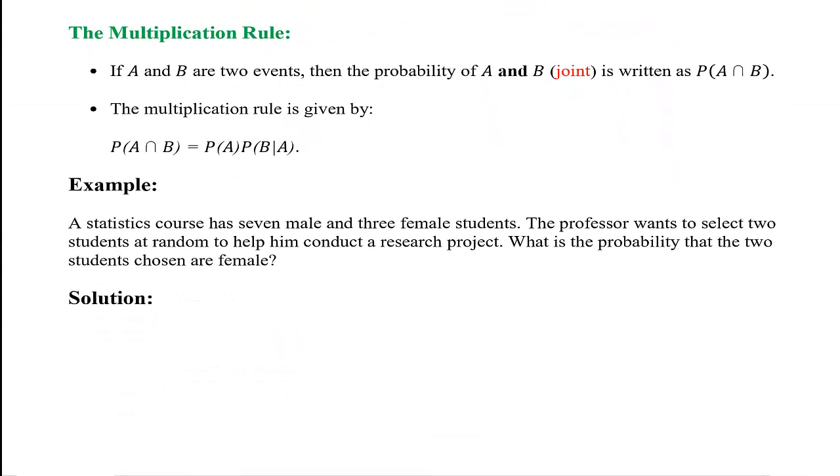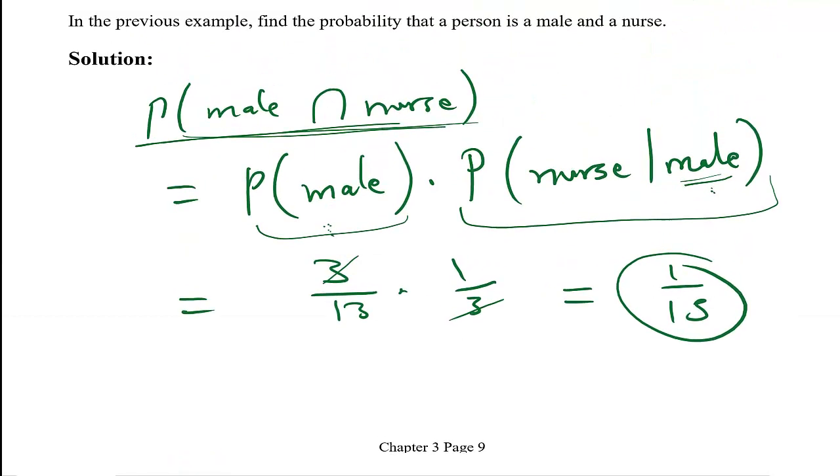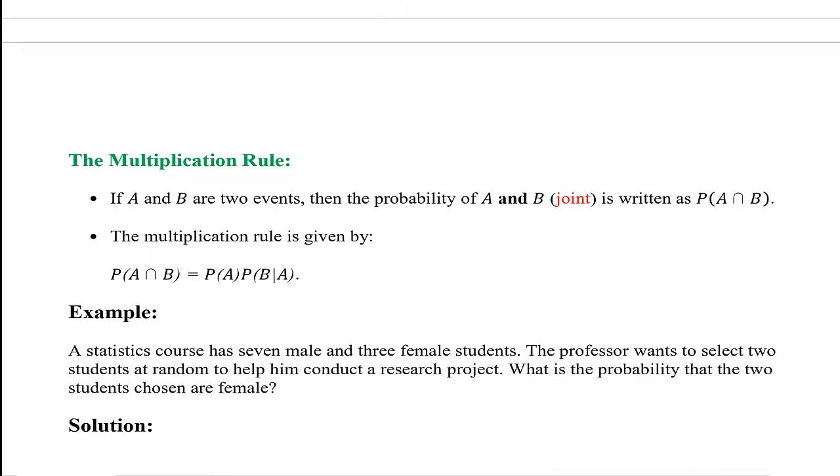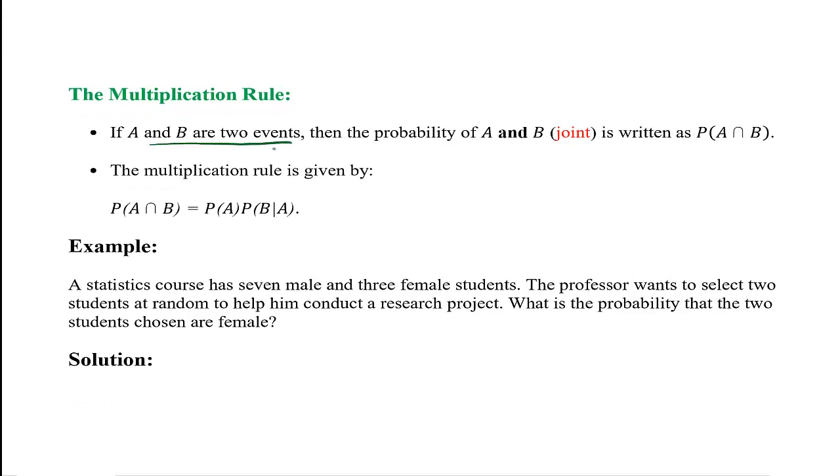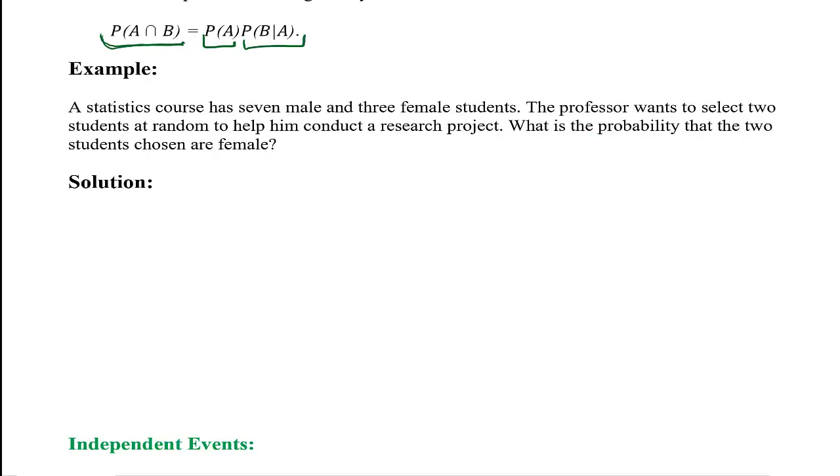The multiplication rule. In fact, this example is about the multiplication rule. If A and B are two events, then the joint probability of A and B is written as the probability of A intersect B. The multiplication rule is given by the probability of A intersect B equals the probability of A times the probability of B given A. Example: a statistics course has 7 male and 3 female students.